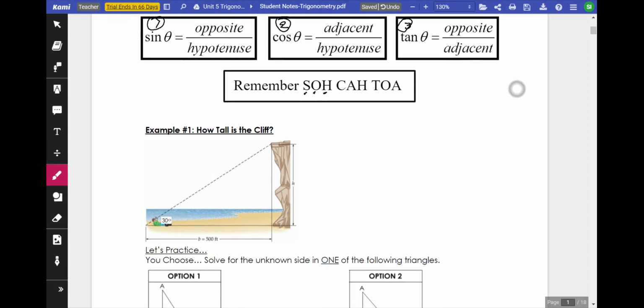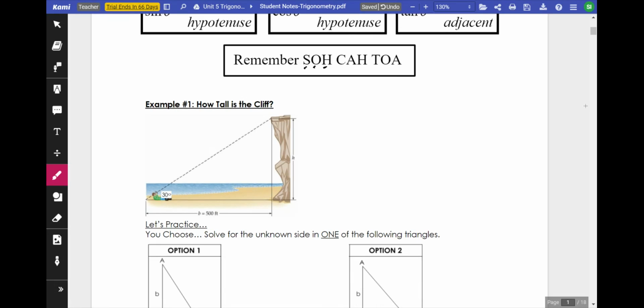So let's try an example together. Example 1, how tall is the cliff? So the cliff is the unknown. Its height is what we're looking for. And we've got two pieces of information that are known. The distance from the person to the cliff is 500 feet. And the angle of elevation, this angle right here from the ground as the person is looking up to the top of the cliff, is 30 degrees.